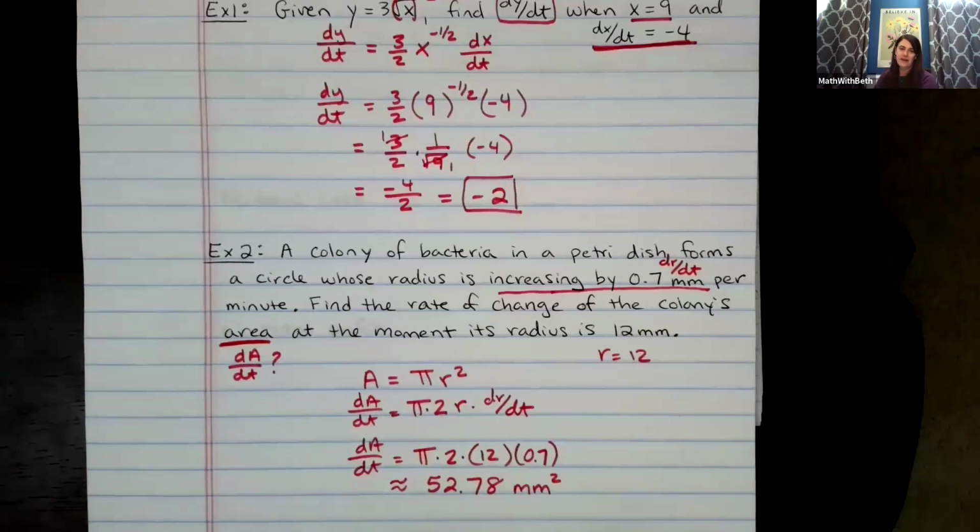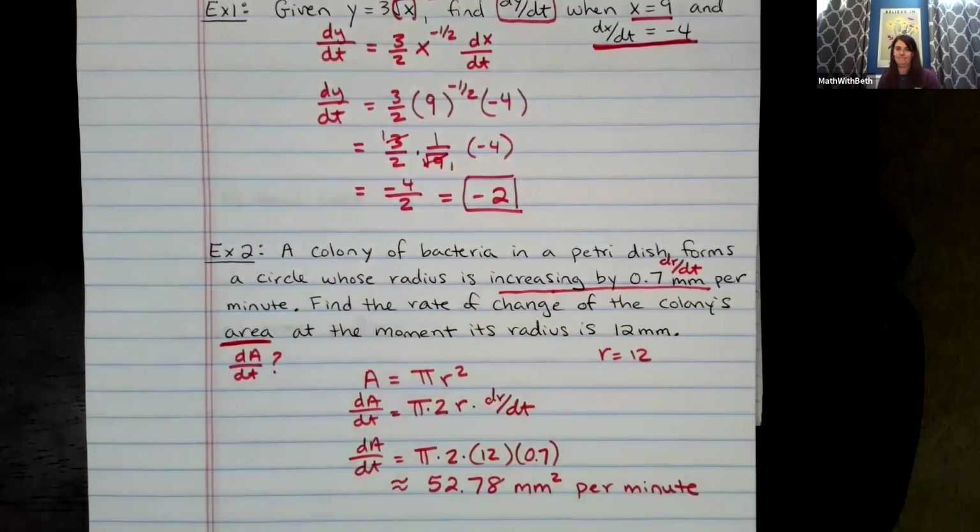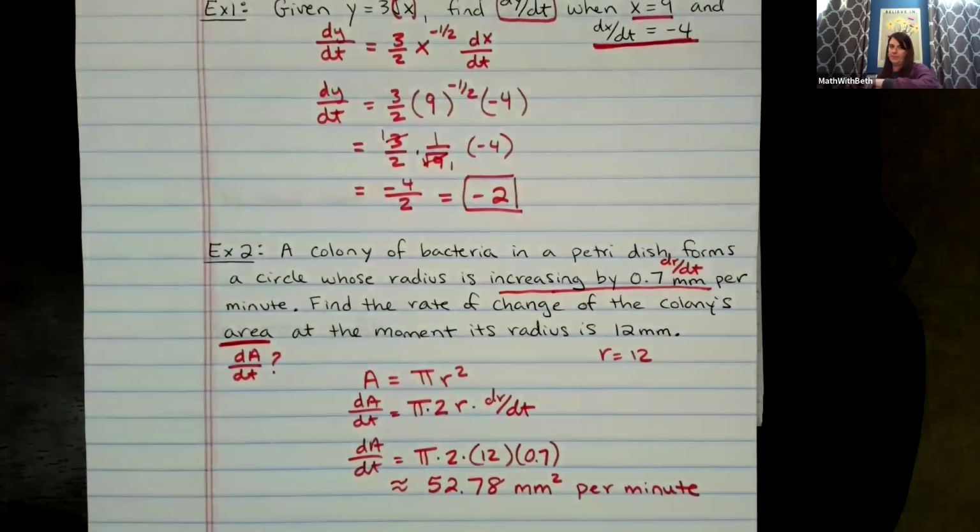But this isn't just the area. This is the rate the area is changing. So it's not just millimeters squared, it's millimeters squared per minute. So that is how to do it with an actual word problem.